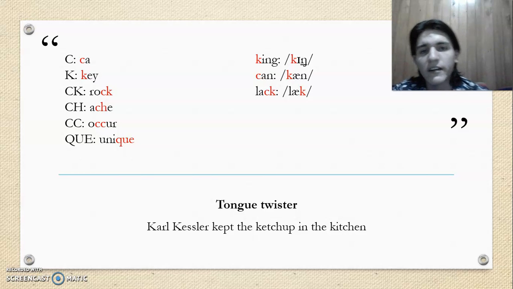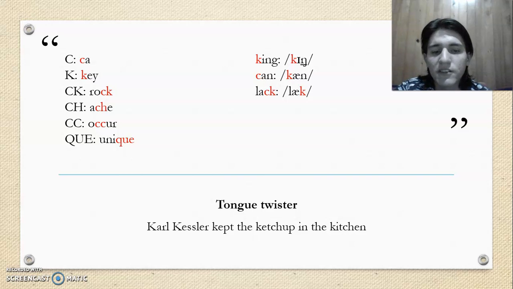Well, finally, I'm going to pronounce a tongue twister. Carl Kisler kept the ketchup in the kitchen. Carl Kisler kept the ketchup in the kitchen.